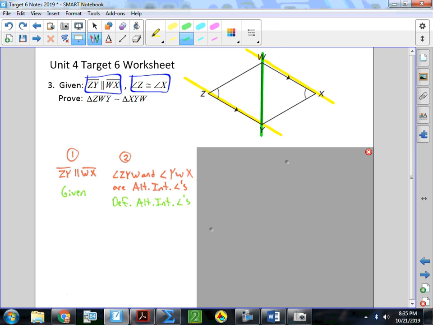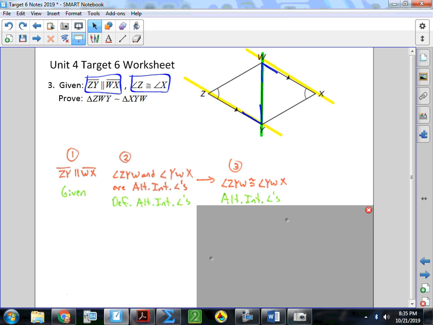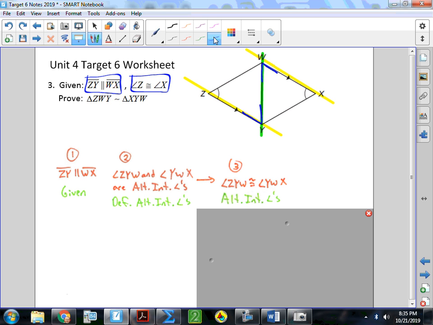So I'm going to identify ZYW, that's this angle down here, ZYW and YWX as alternate interior angles. Definition, alternate interior angles. Because of that, I can say that those are congruent, ZYW congruent to YWX. If you have parallel lines, then the alternate interior angles are congruent. So that's one angle.